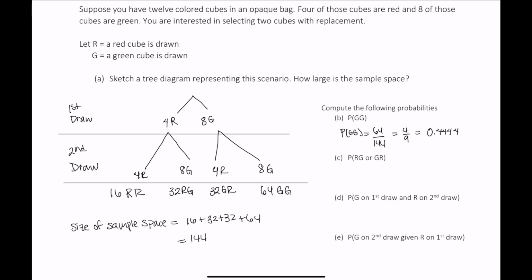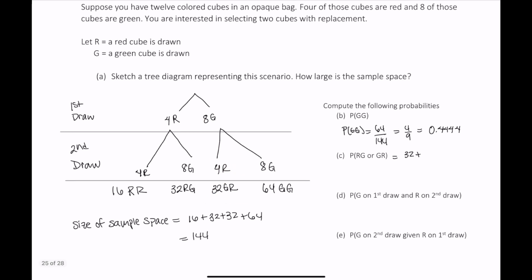For part C, what's the probability of getting a red then a green or a green then a red? So a red then a green, you draw a red and then you'd get a green. There are 32 ways to do this. Next, just starting with a green and getting a red, there are also 32 ways to do this. And this is again out of 144, so we end up with the same probability here.